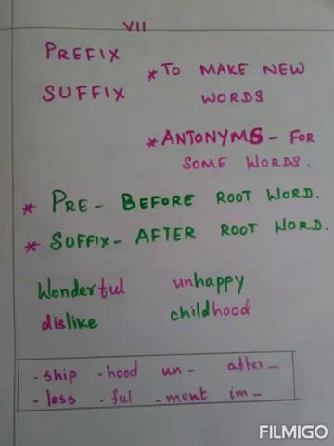Okay, so let us see what is prefix and what are suffix. These are used to make new words. There are already existing words. If you add a prefix or suffix, it will make a new word. And where do we use them? Probably it makes a new word and also it makes antonyms for some words. What are antonyms? Opposites. Okay, so why do we use prefix and suffix? To make new words and sometimes to make antonyms.